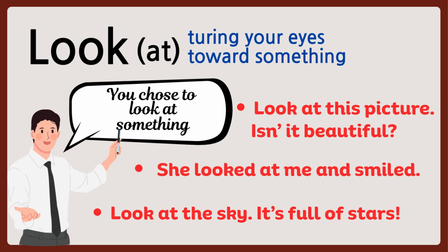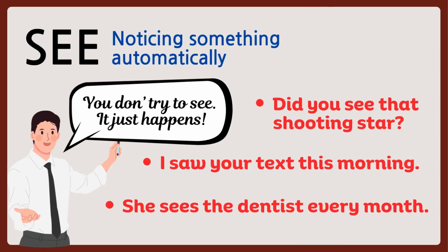Next, let's talk about see. We use see when we notice something with our eyes, but without trying. It's passive. You don't choose to see, it just happens. Also, see usually doesn't need a preposition. Here are a few examples.